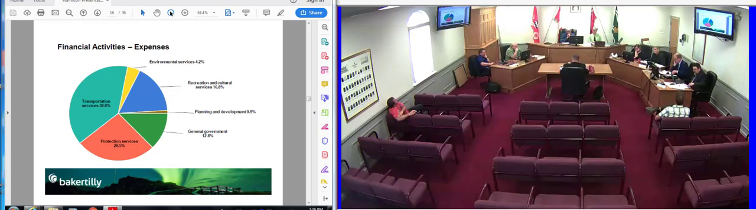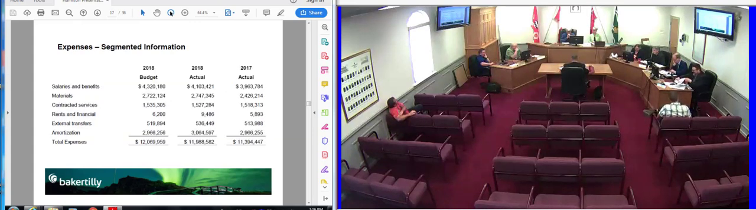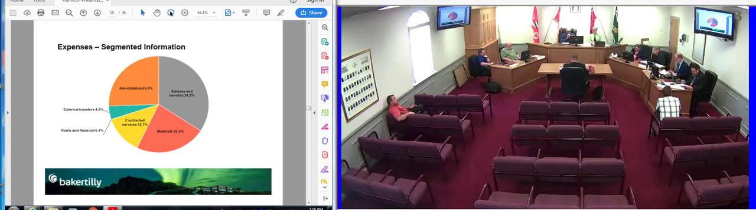And then next is just a pie chart showing the compositions thereof. And then the next graph just gives you a breakdown of your expenses based on the type of expenses. And as you can see there, the amortization was about $98,000 higher than budgeted. And you, like most municipalities, salaries and benefits are the largest component, as that's how you deliver your services. And then a pie chart for that as well.